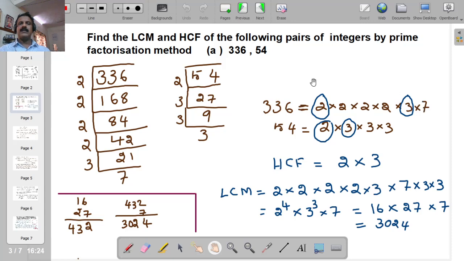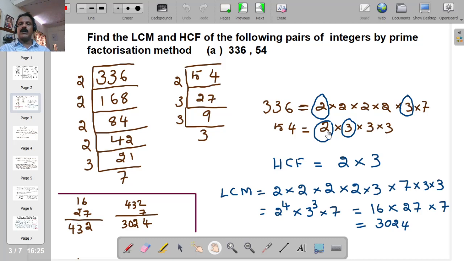Now we will be doing the prime factorization of 54. 54 is divisible by 2 resulting in 27. 27 is not divisible by 2, but it is divisible by the next higher prime number, namely 3. 27 divided by 3 results in 9, and 9 is divisible by 3 resulting in 3. 3 is a prime number. Further prime factorization is not possible. So 54 is 2 times 3 times 3 times 3.